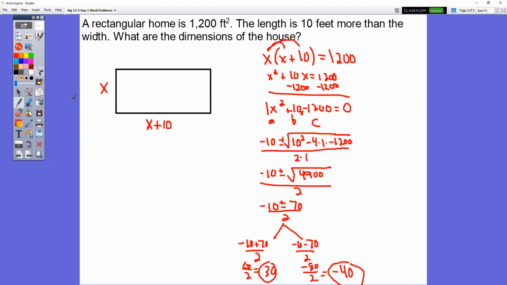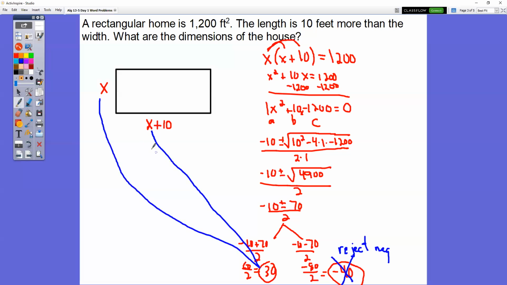Can I have a negative length of a side of a rectangle? No. So we're going to cross that answer out and write the words reject the negative, because that's an impossible measurement. That's an impossible answer. I'm going to take my 30 and sub it in for x, and sub it in for x. So the width of the rectangle is 30, because that's just x. And then the length is 30 plus 10, which gives me 40. So I have 30 and I have 40.